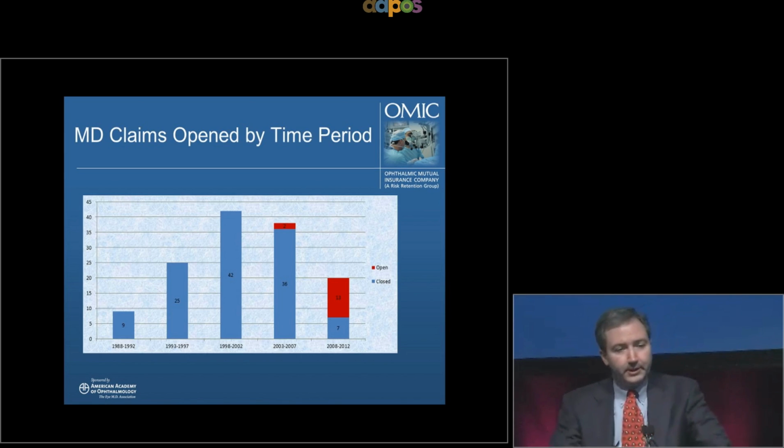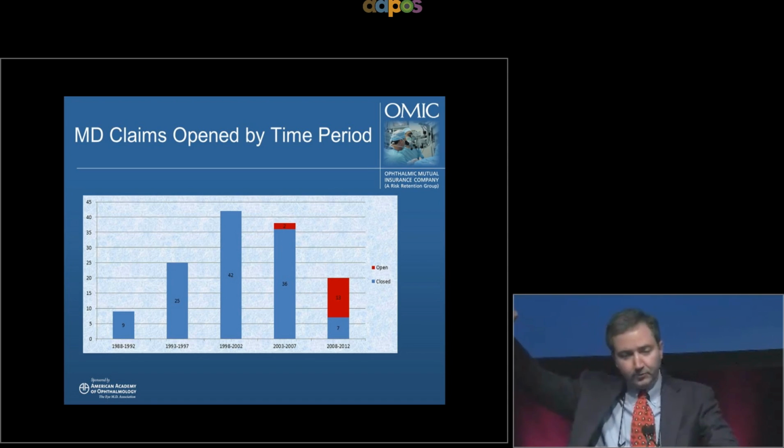Now, these are the claims opened by time period. Again, you have to keep in your mind that graph of the growth of OMIC to make some sense of this. So you would expect some increase in claims over time, and you do see that happening to a point. This does parallel what was going on in OMIC at the time. Remember, in the early 2000s, we were seeing a spike in claims overall, and you see that in that middle 5-year interval. But then they've dropped off some since.